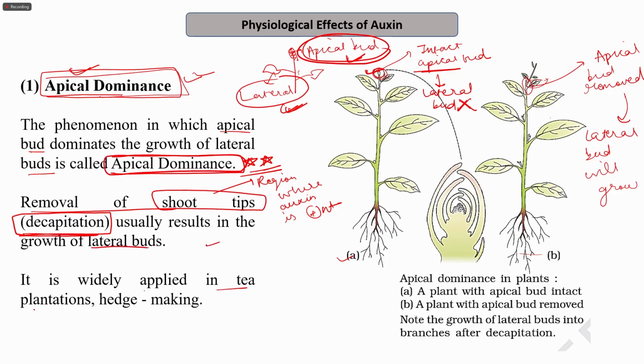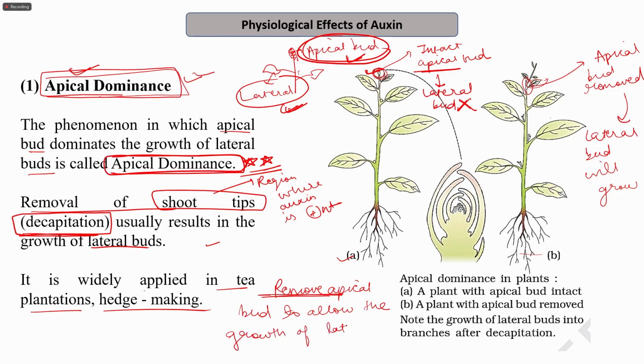It is widely applied in tea plantations, hedge making, etc., where the farmers on a daily basis remove the apical bud to allow the growth of lateral buds. Right? So this is an important physiological effect of auxin, where if the apical bud is present, then lateral growth stops, and if the apical bud is removed, the lateral bud will grow.